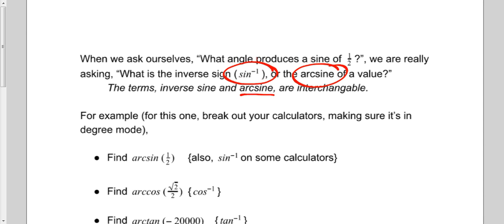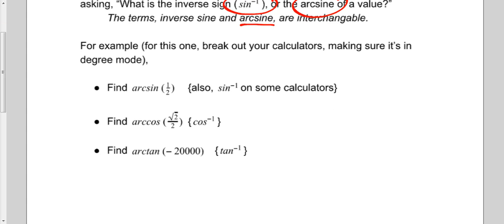So, what do we get when we do inverse sine of 1/2? 30. You get 30 degrees. Okay, and that makes sense because every time I do sine of 30, I get 1/2. Yes.